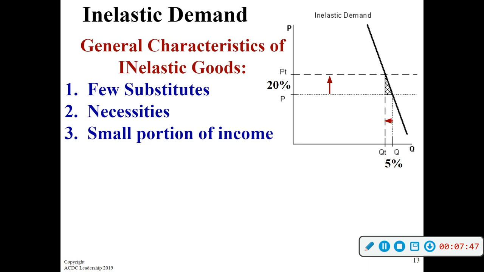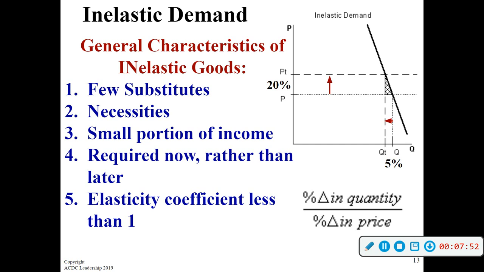A couple characteristics: there are a few substitutes for these goods. If your car takes gasoline, there's nothing else you can put in your car that's going to make it run, not efficiently. Certain medications, there's no substitutes for those. So inelastic goods have few substitutes. Typically, they're necessity items or things you have to have. That's why you're going to pay the price regardless.